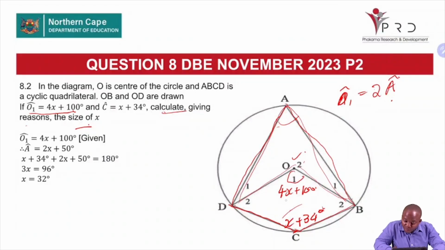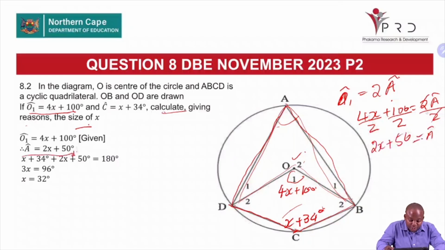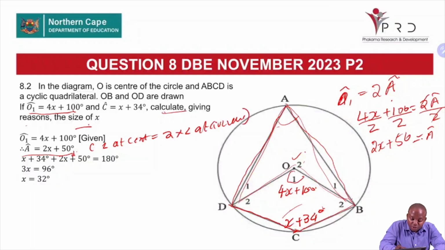Now we know that our O1 was given as 4x plus 100. It equals 2A. We are looking for angle A, so we divide everything by 2, or we just multiply by 1 over 2. That cancels out. Then we have 4x over 2, which becomes 2x plus 50. That's our angle A. So where does it come from? It comes from angle at center equals 2 times angle at circumference. That's where that angle comes from.